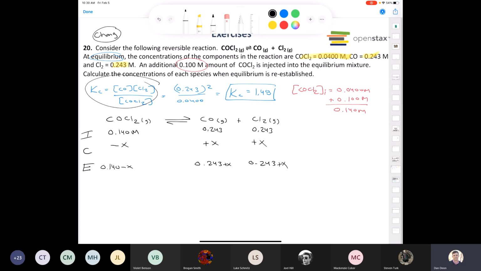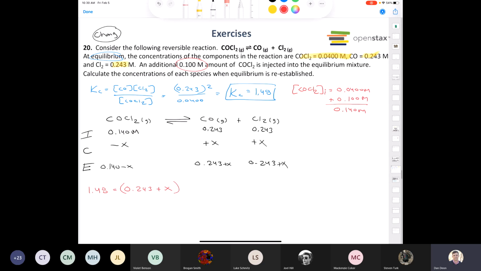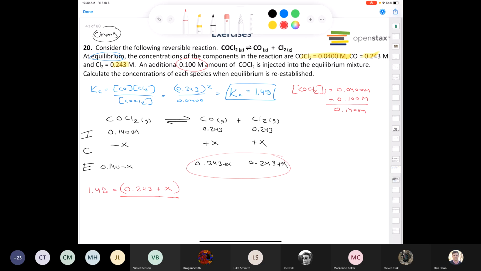Because when I use this expression, I'm going to write it down in red. We know that our Kc is equal to 1.48, which is equal to 0.243 plus x, squared, because there are two of these, divided by 0.140 minus x. Sorry, I left my squared out. What are we going to have here? We're going to have a polynomial, aren't we?